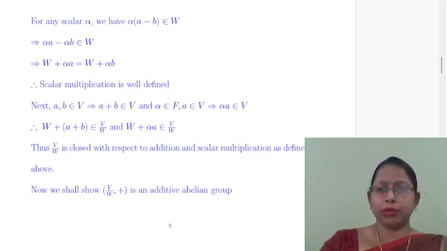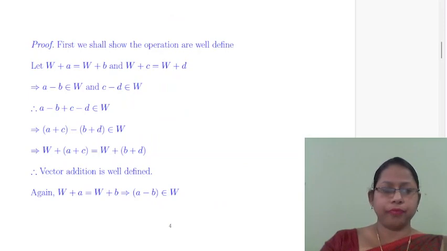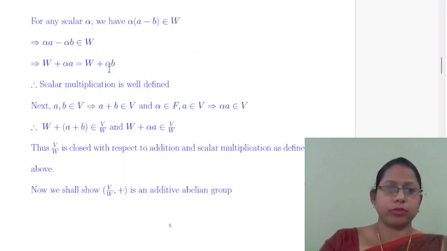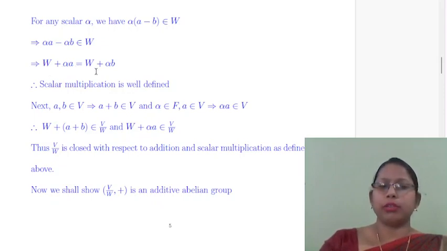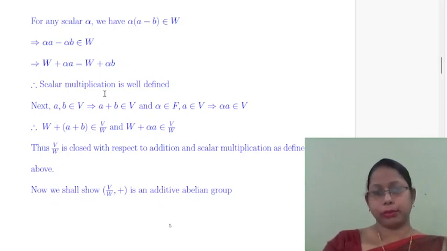That is, we consider the pair W + A = W + B. For any scalar, we will get W + alpha A = W + alpha B. You can also consider in the next step alpha (W + A) = alpha (W + B). Therefore, scalar multiplication in V/W is well defined.